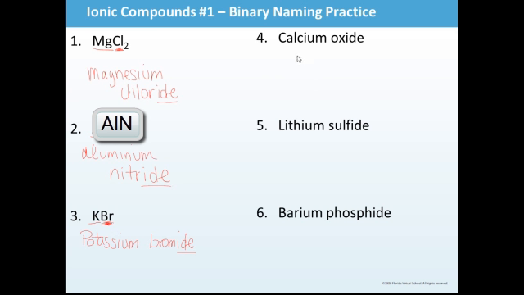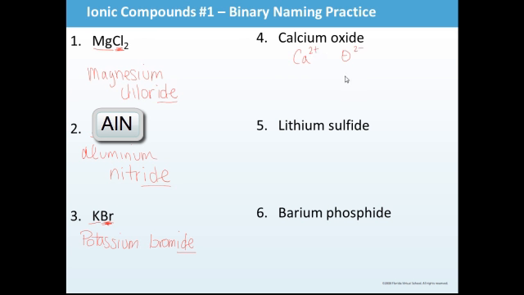Number 4, it says calcium oxide. Okay, so I know what calcium is, Ca. Oxide is the ion for oxygen. Now I look up on that periodic table from lesson 3.05. Calcium has a common charge of 2+. Oxygen has a charge of 2-.